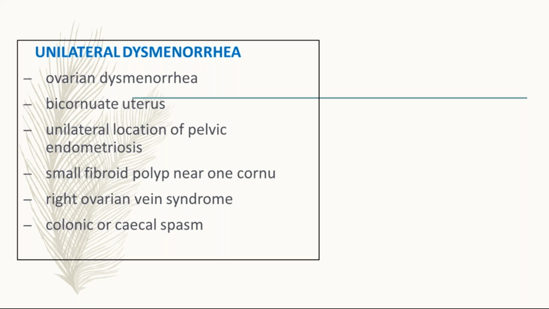Secondary dysmenorrhea might be unilateral or bilateral. In some rare cases, the secondary dysmenorrhea might be unilateral. Cases like ovarian dysmenorrhea, bicornuate uterus, unilateral rotation of pelvic endometritis, small fibroid polyp near one cornu, right ovarian vein syndrome, and colonic or cecal spasm.